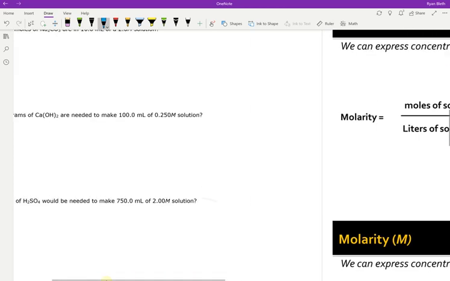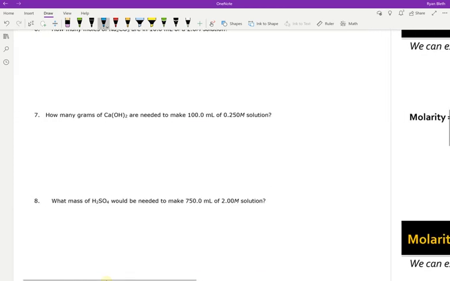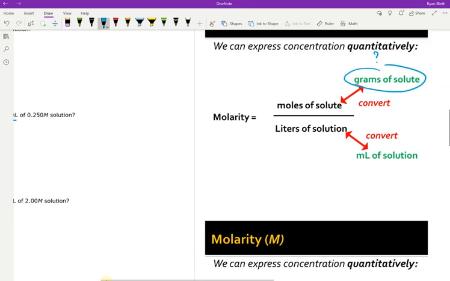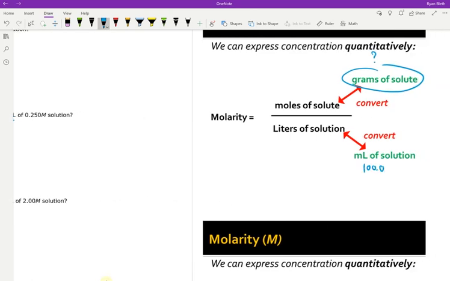What have they given me? They've given me 100 milliliters. So that's down here, 100 milliliters. And they've also told me that it's a 0.250 molarity solution. So they've given me this, they've given me this, and they're asking us to find this one out here.